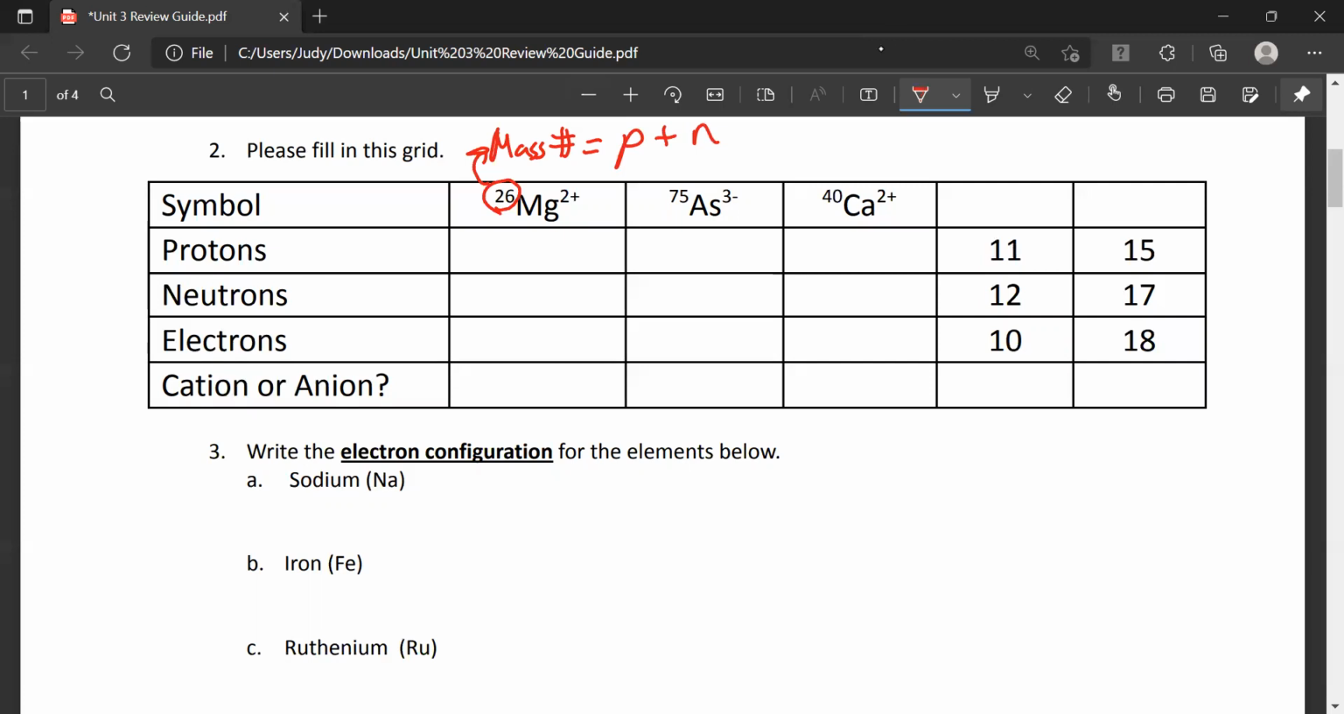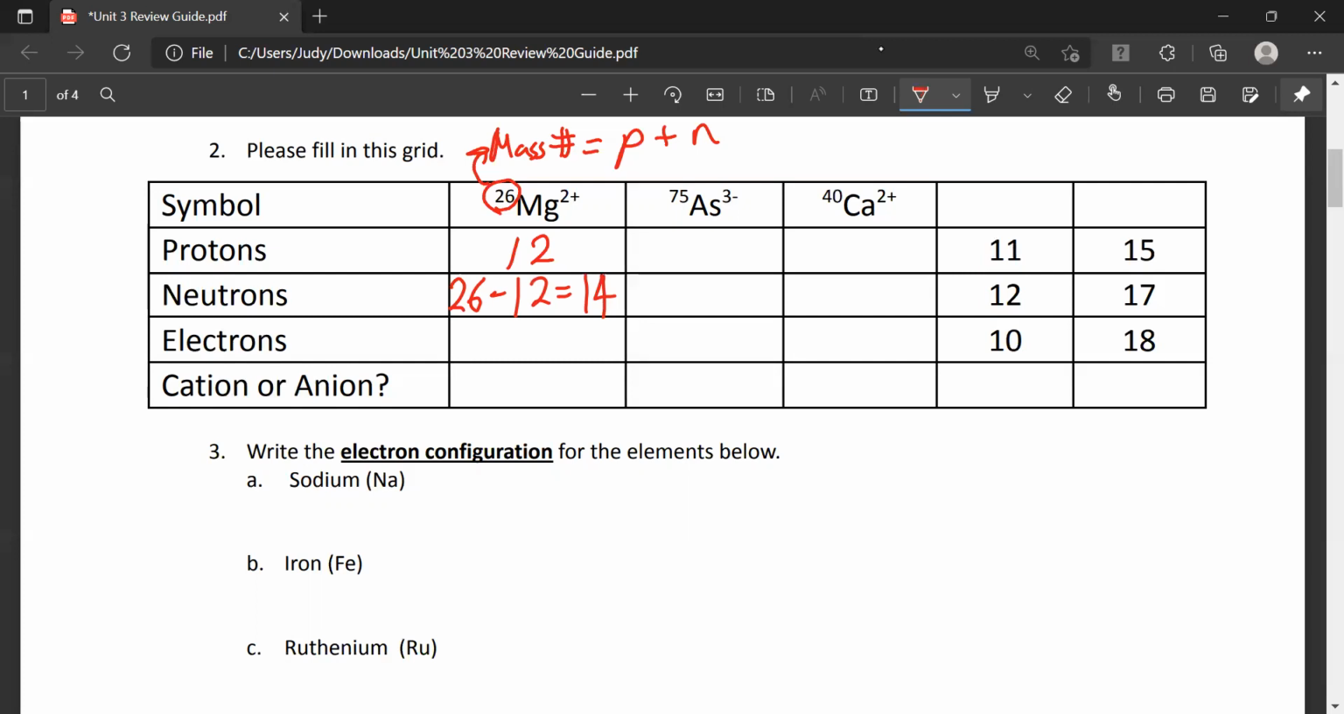Now, if we look at proton, the first thing we know is that magnesium is the one with 12 protons, and you can figure that out in the periodic table. The neutrons, on the other hand, since we have 26 given to us as our mass number, all we have to do is subtract the protons from it to get our neutrons, which is 14.